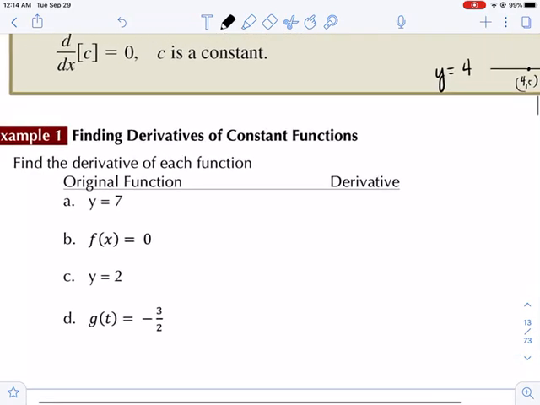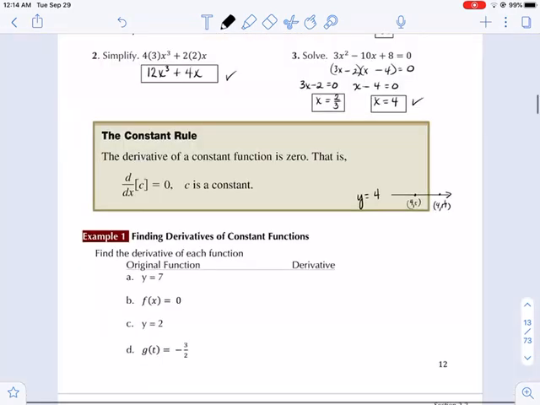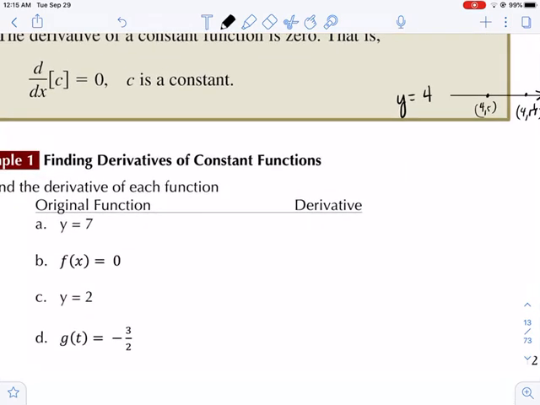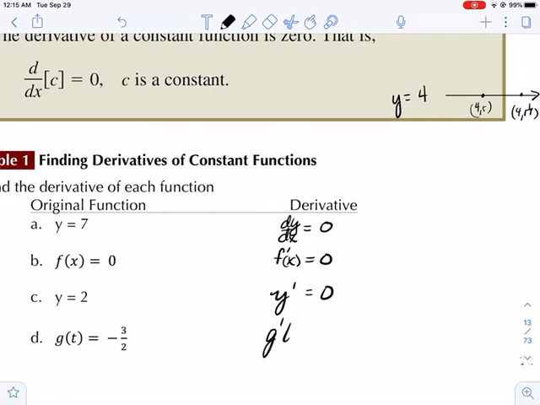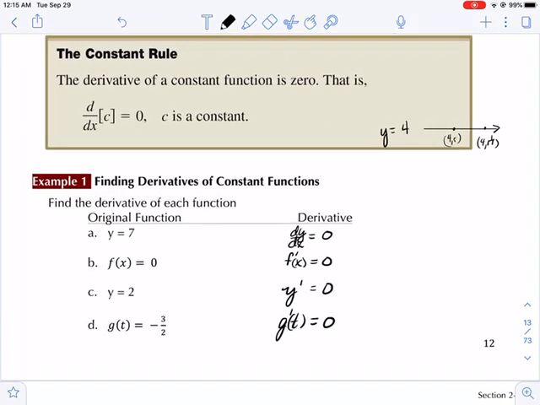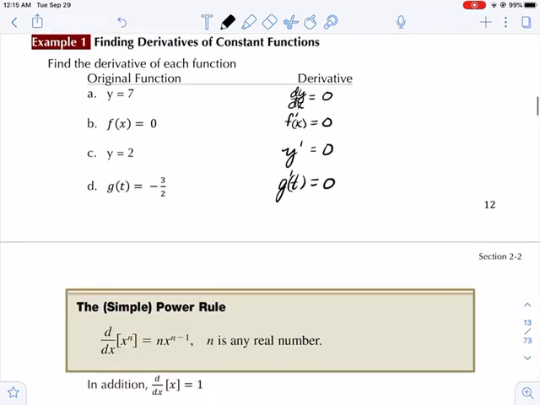So we could say then if we find the derivative of each function, for a we have y is equal to 7, then we have dy/dx is equal to 0. If we have f of x is equal to 0, then, just using the notation, f prime of x is equal to 0. If we have y is equal to 2, we might say that y prime is equal to 0. And for the last one, if we have g of t is equal to negative 3/2, then we would say something like g prime of t is equal to 0. So the derivative of a constant is equal to 0, the constant rule.